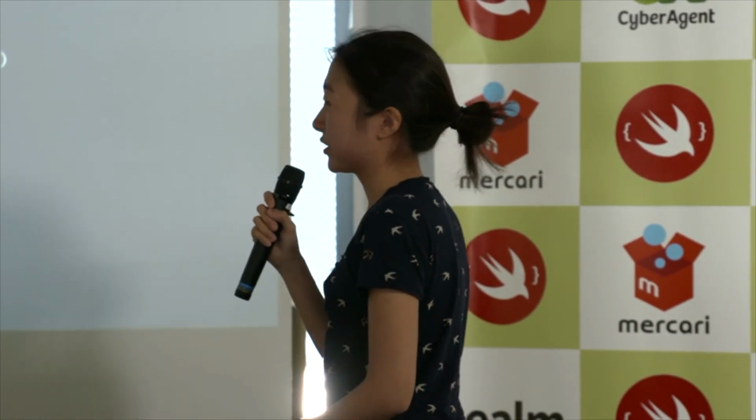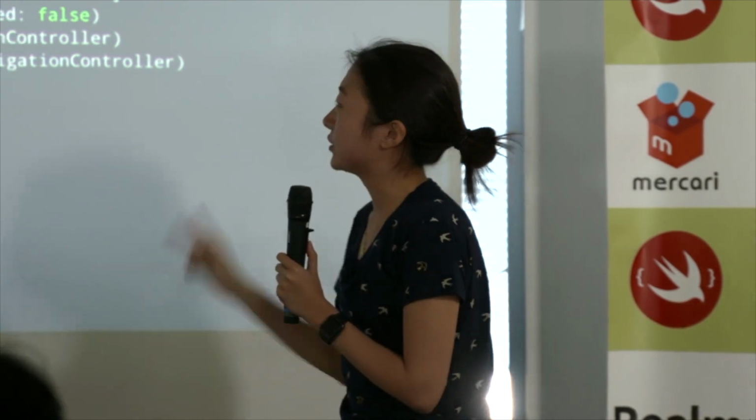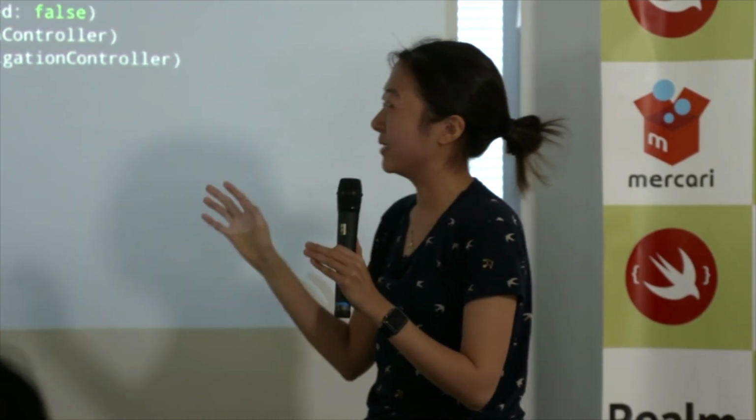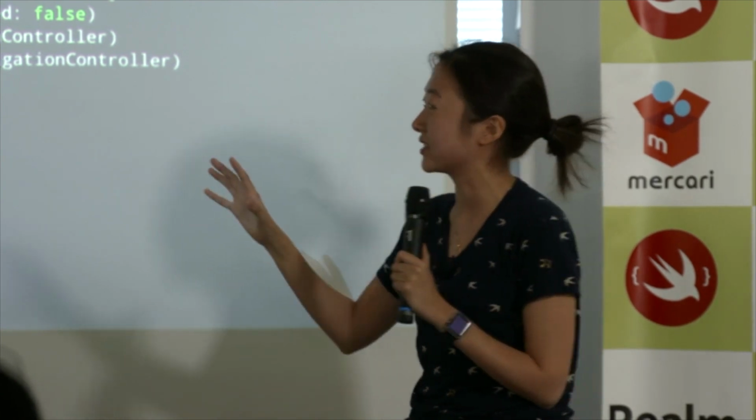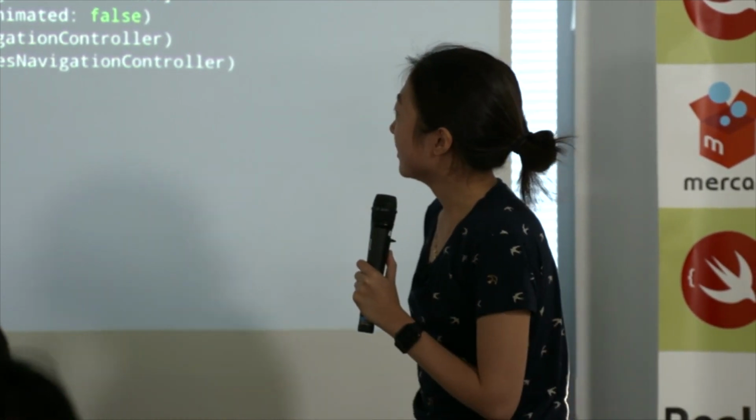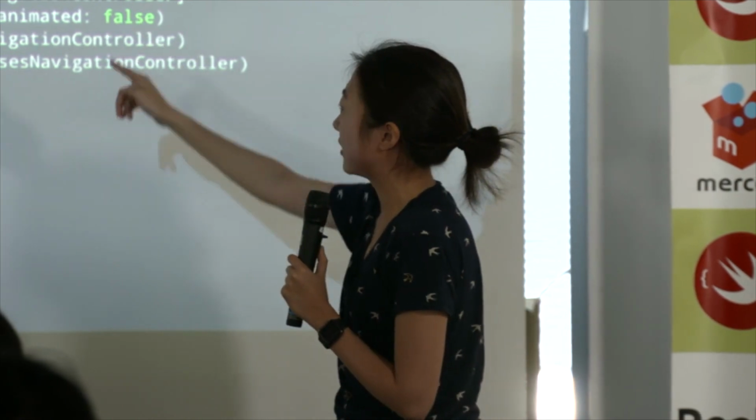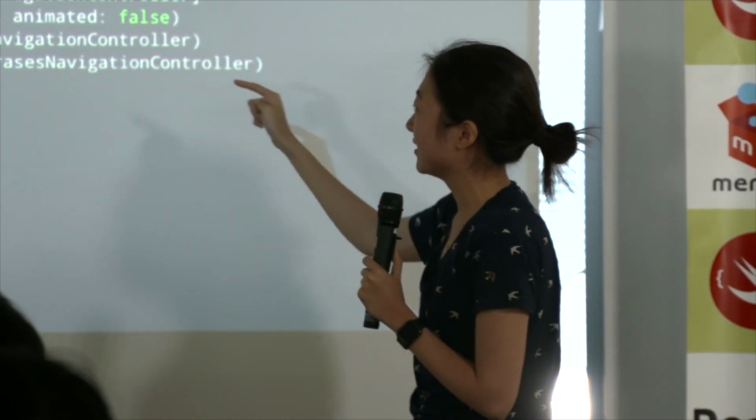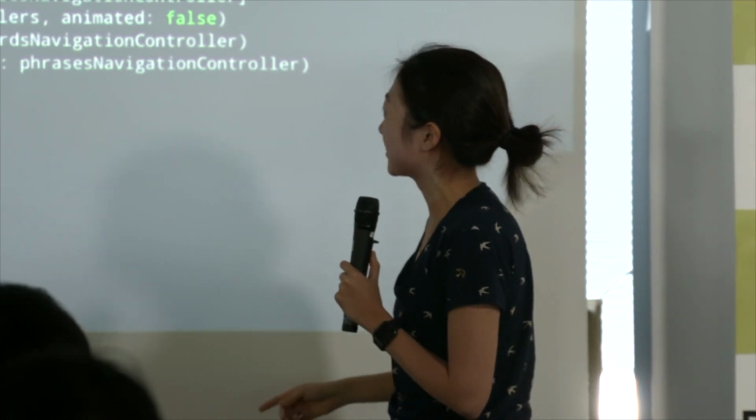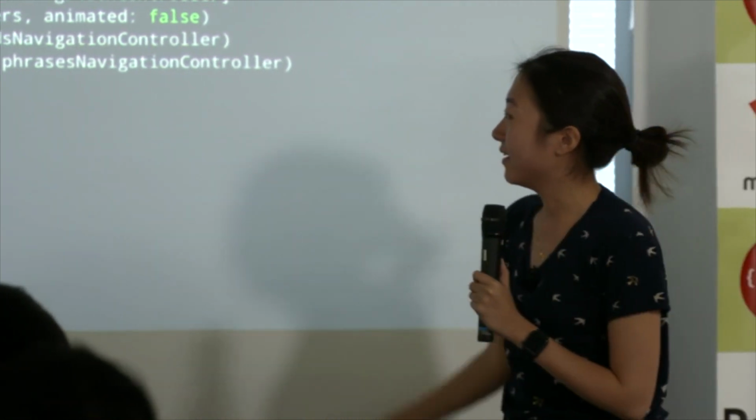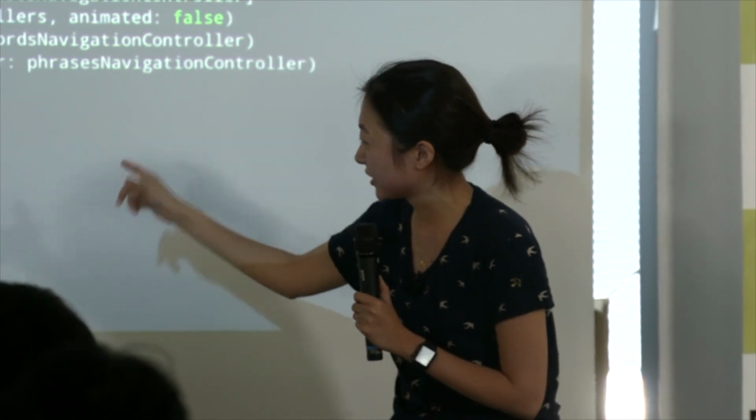So this is what the application coordinator looks like. It has a root view controller, which in my case is a UITabBarController. And then it has two navigation controllers, one for each tab, and two coordinators, one for each tab, one of them for words and the other for phrases. Then in the initializer, we create the root view controller, that's the tab bar, with the two navigation controllers, and we initialize the two coordinators with the respective navigation controllers. And then in the start function, we set the window's root view controller, and we call start on the two coordinators.